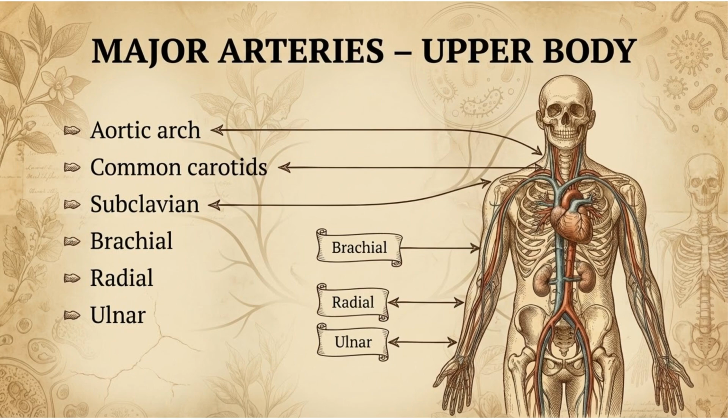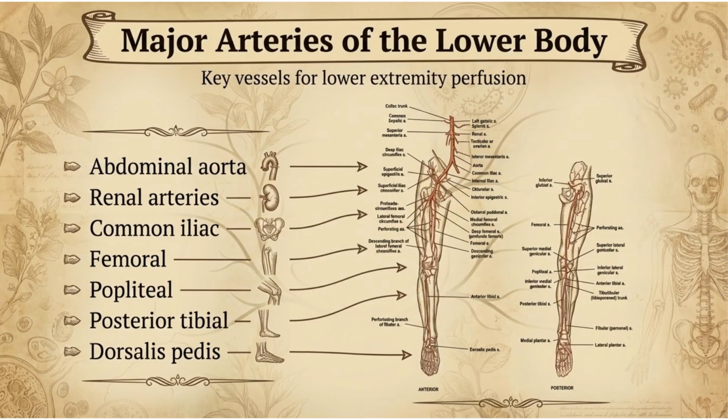Focusing on the upper body, the major arteries include the aortic arch, common carotids, subclavian, brachial, radial, and ulnar arteries, which supply blood to the head, neck, and upper limbs. The major arteries of the lower body, stemming from the abdominal aorta, include the renal arteries, common iliac, femoral, popliteal, posterior tibial, and dorsalis pedis arteries.